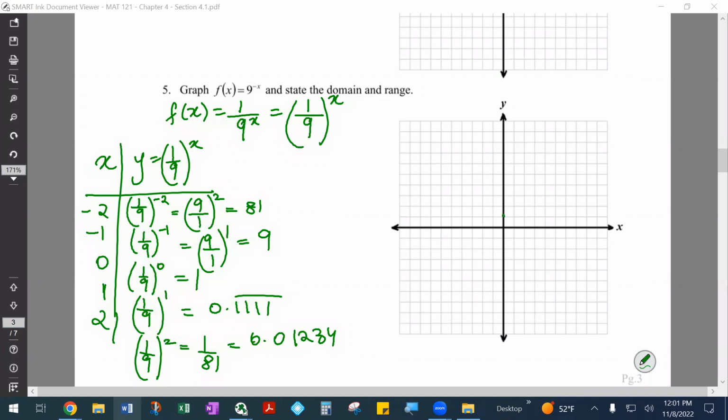I'm still going to start at 0, 1 with my y-intercept. Now at +1, we have the 0.1111 repeating. +2 is getting closer to the x-axis. -1 is at 9. And -2 is at 81. So remember, they told us this is going to be a decreasing function. And this is what your graph ends up becoming. So as you go from left to right, you will see your function is decreasing. Of course, our domain stays the same.